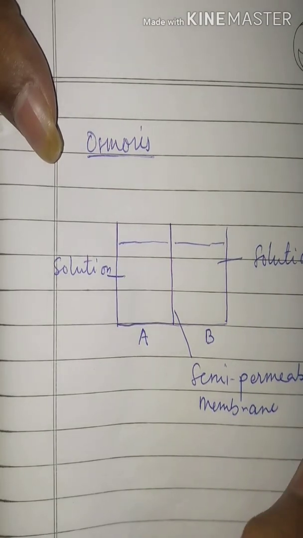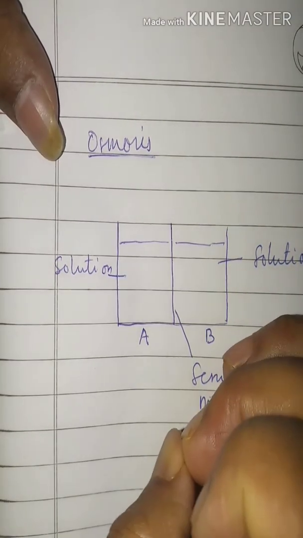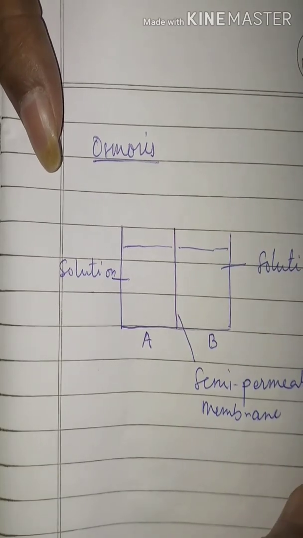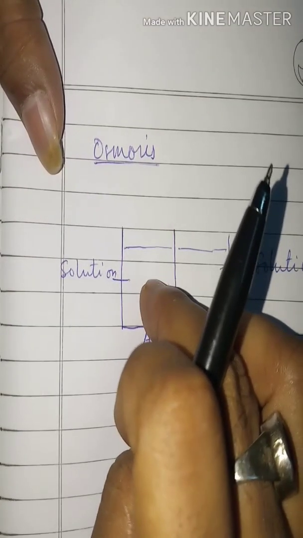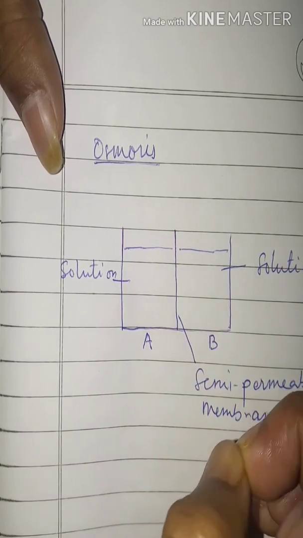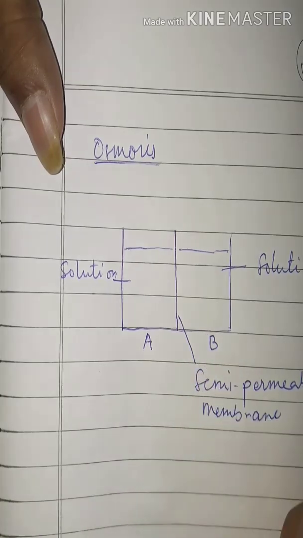Semi permeable membrane means it can allow the movement of certain substances only while holding back the others, because it contains minute pores, and only those particles will diffuse from one side to the other whose particle size is smaller than the size of the pores.